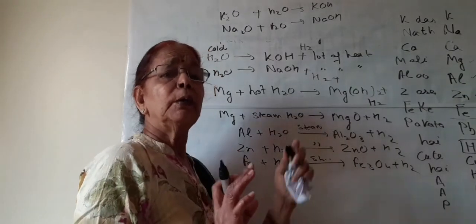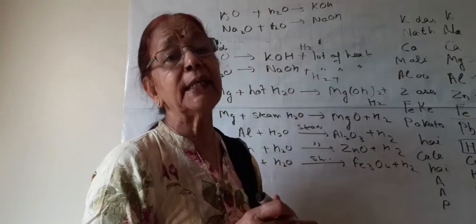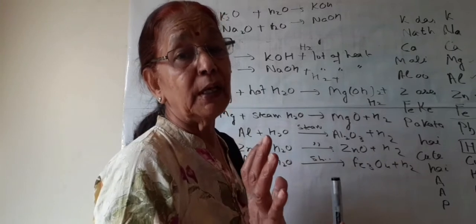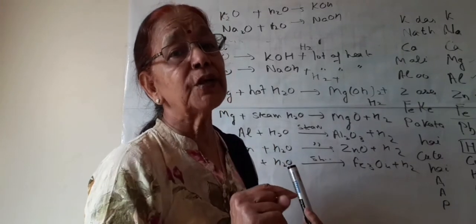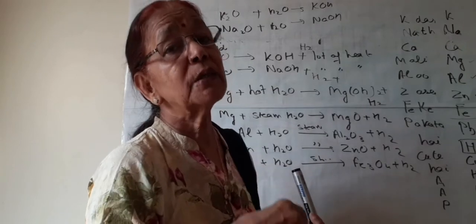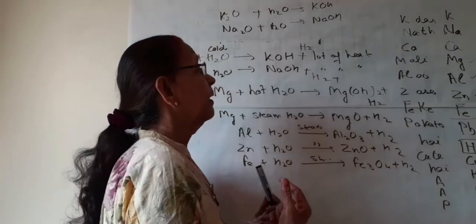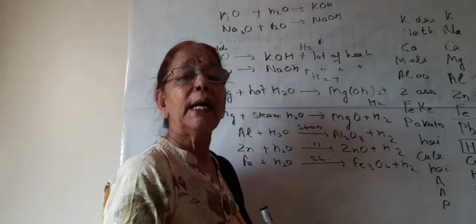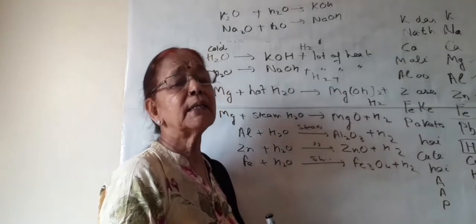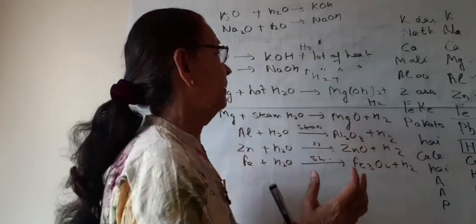All of you know that the metal oxides, all the metal oxides, are basic in nature. They behave like bases. It means they turn red litmus blue. That is, they react like bases. And all the non-metal oxides behave like acids. They are acidic oxides and they turn blue litmus red.